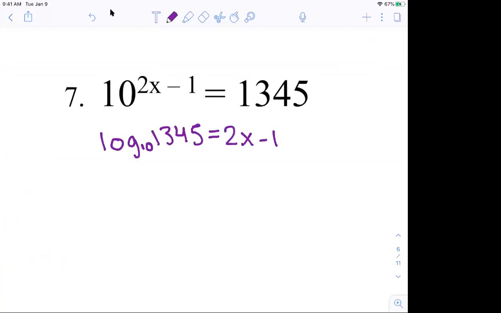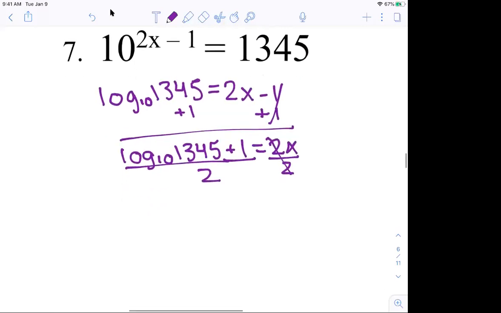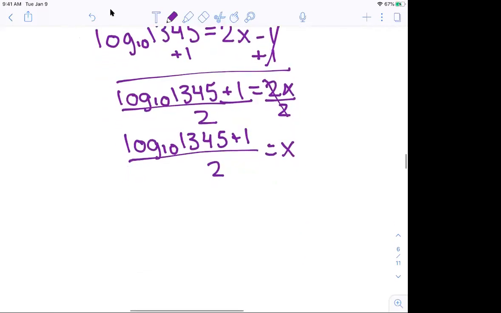The goal is to get x alone, so I'm going to add 1 to both sides. Once again, you cannot actually add 1345 and the 1 because the 1345 is stuck with the log. Then I'm going to divide both sides by 2 to get that x alone, the entire thing by 2. So log base 10 of 1345 plus 1, divided by 2, equals x. That's my exact answer, because I didn't do any rounding.